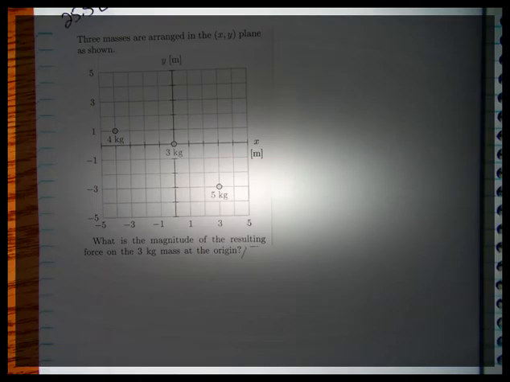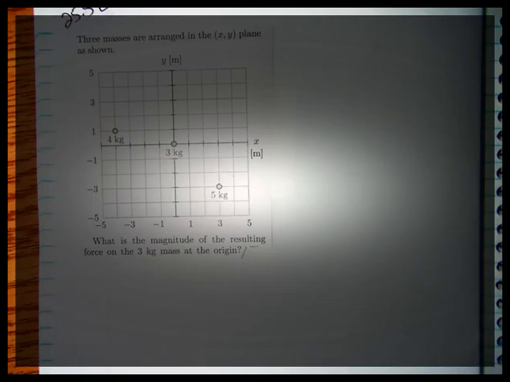Here's the thing. We're only talking about the 3 kilogram mass, so we only care about the forces exerted on the 3 kilogram mass. Also, the particles aren't moving. Forget about that. Doesn't say they're moving. A lot of students will try to complicate the problem with that. The distances don't change. They're fixed.